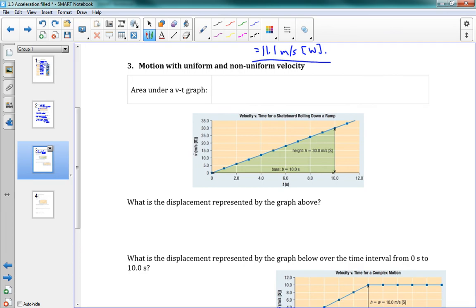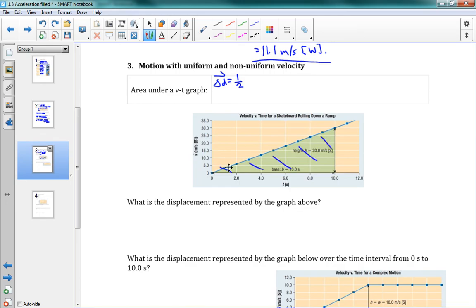Okay, now I want to talk a bit more about motion with uniform and non-uniform velocity. So non-uniform velocity is where the speed is changing, the velocity is changing. But in both situations, we can find some interesting information from the graph. If we take the area under the graph, looking at the graph below, what that gives us is the displacement. So displacement is equal to the area under our velocity graph. You can see it's a triangle.